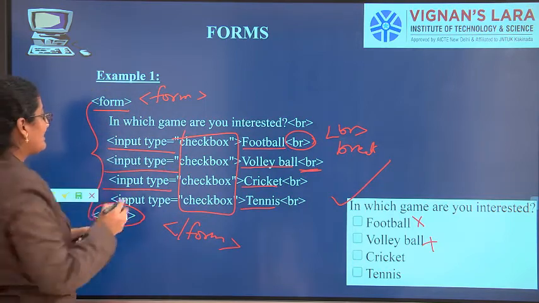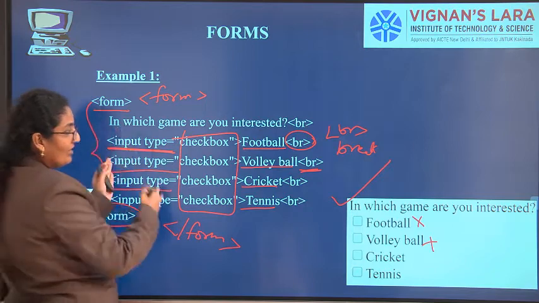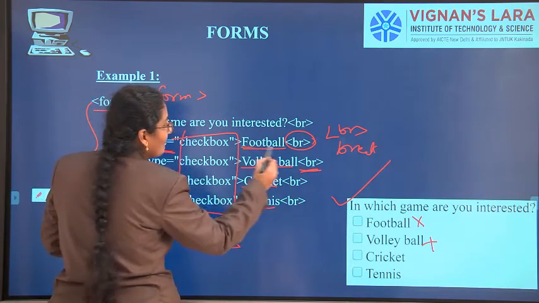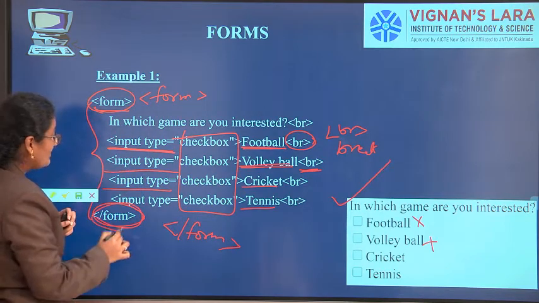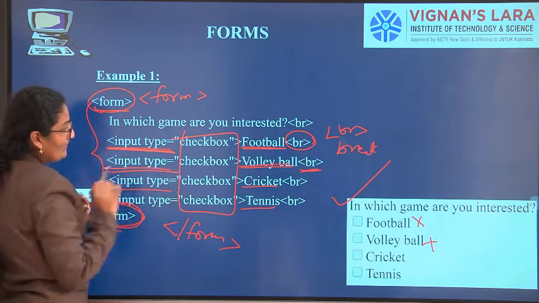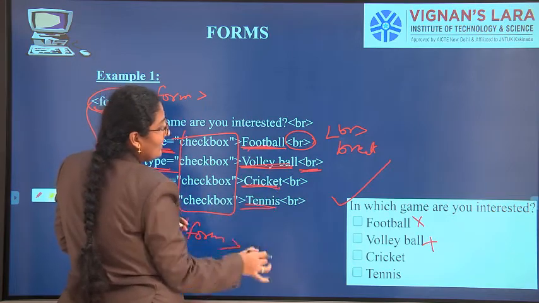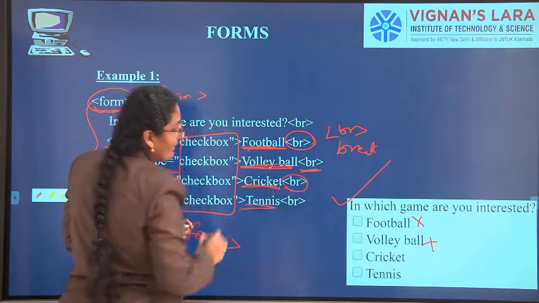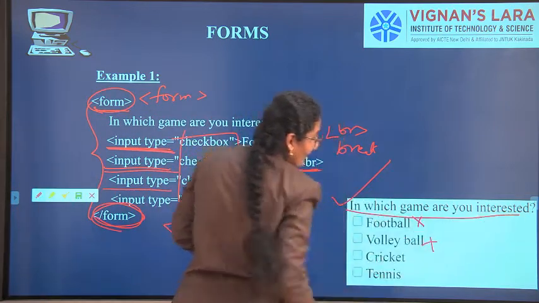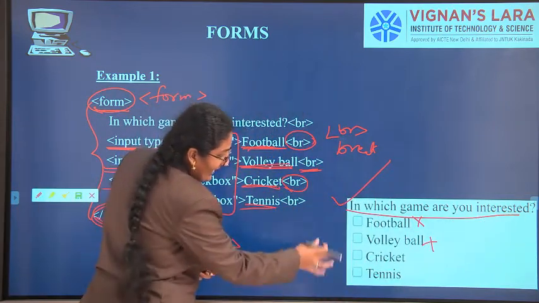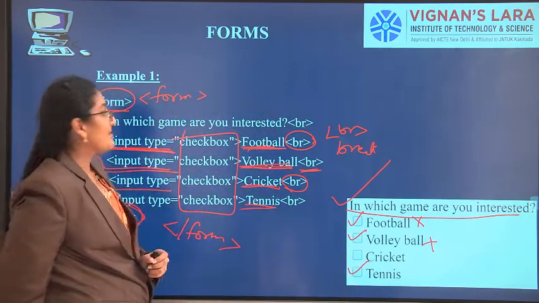To give checkbox as input we are using input type. So everything is checkbox only. What the checkbox should display, that matter we are giving here. So form open, form close, input type is all checkboxes. They should display all games. To have a break we are using the BR tag. Output will be in which game you are interested, all the 4 games. If you like more than 3 games, you can check more than 3 checkboxes.